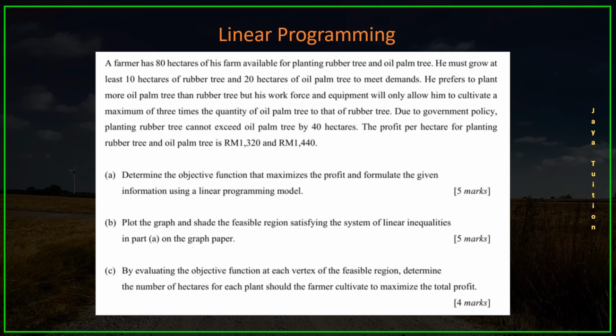So we have a maximization problem to find out the maximum profit, such that the profit per hectare of planting the rubber tree is RM1320 and profit per hectare for planting oil palm tree is RM1440.